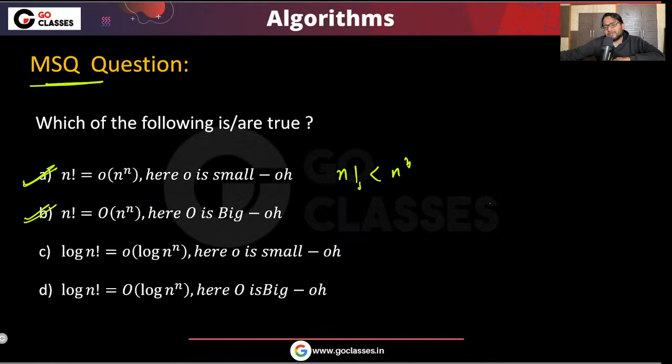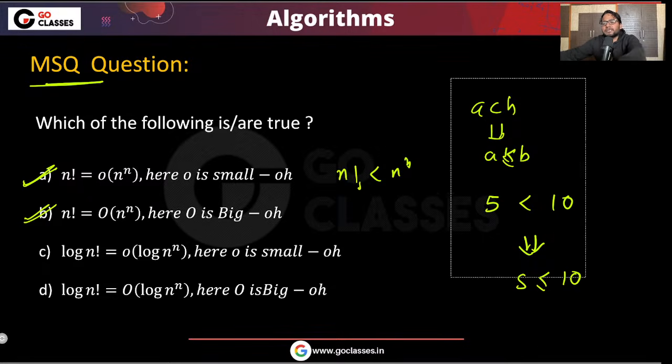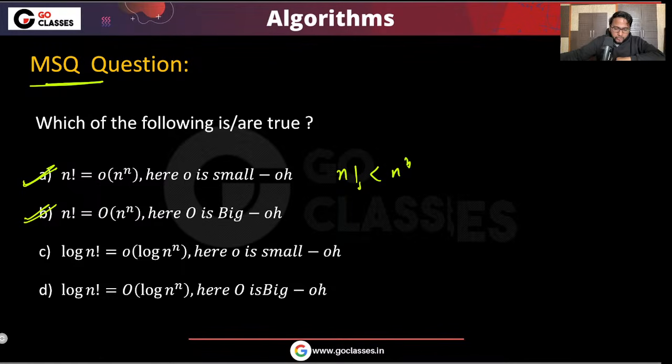In general, if this is true, it definitely implies 5 is less than or equal to 10. I'm not saying 5 equals 10, I'm saying either 5 is lesser or equal to 10. So if A is less than B, then it definitely means A is lesser than or equal to B. So if n factorial is strictly lesser, then it is lesser than or equal to also.